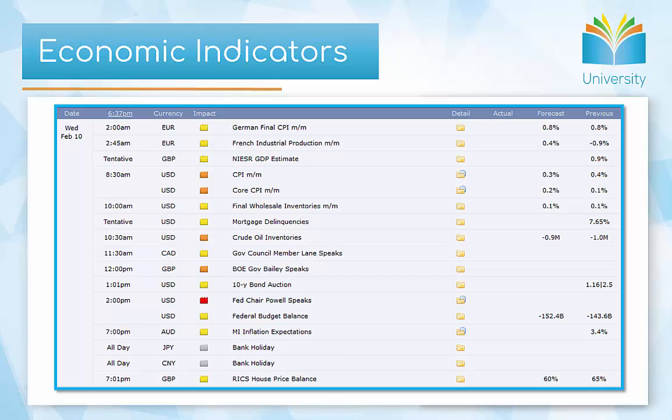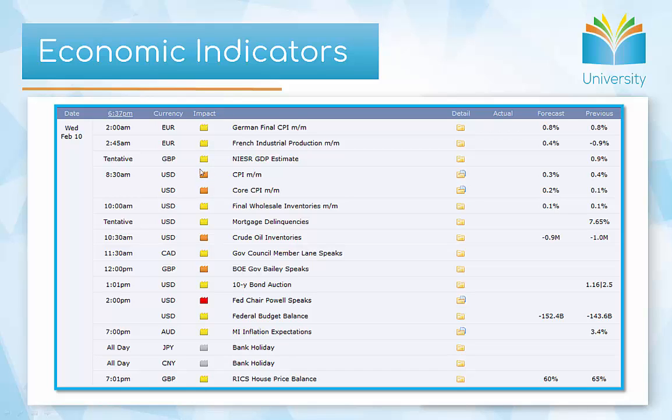So a red would be high impact. That's something that you really want to pay close attention to. Orange, medium impact. Yellow, not very impactful. So it kind of gives you a sense that you can come into the calendar for the entire week and look at what's in red and say, okay, these should be more impactful.